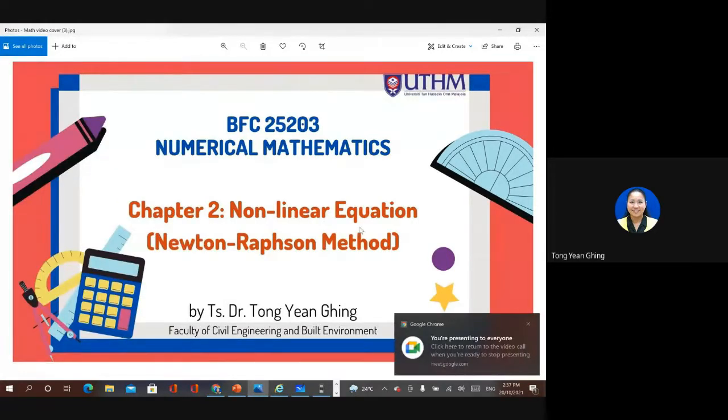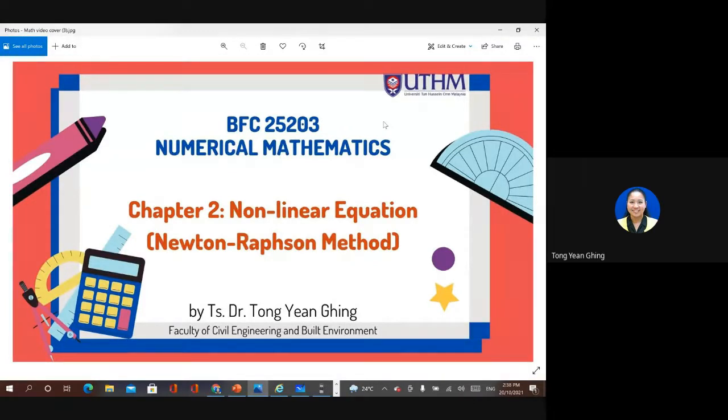So today we will continue with another method of the nonlinear equations.